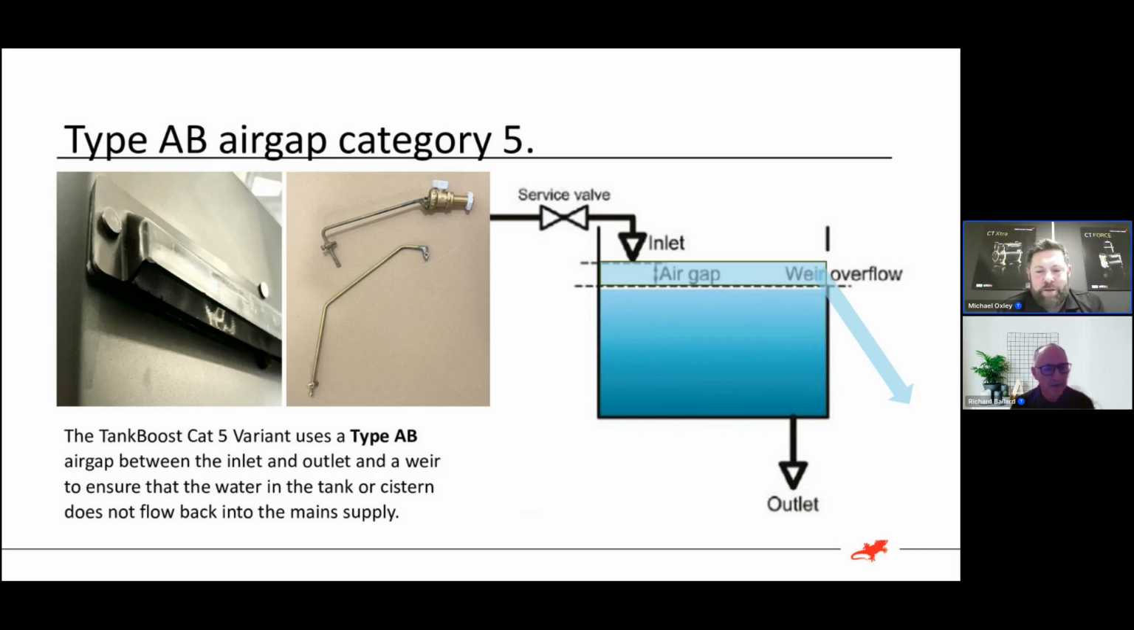I think it's just that, you guys understanding and adhering to Category 5 water regs isn't just about the compliance.